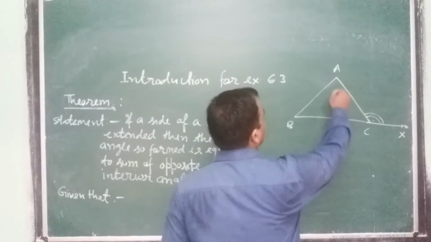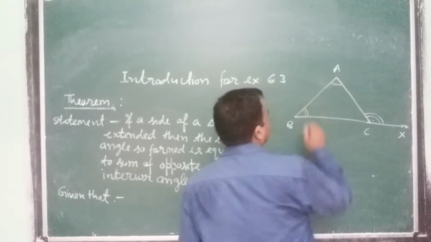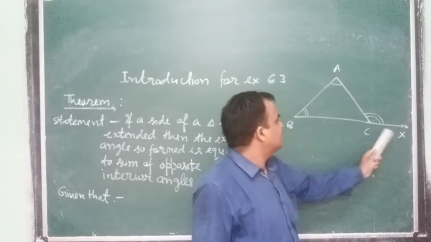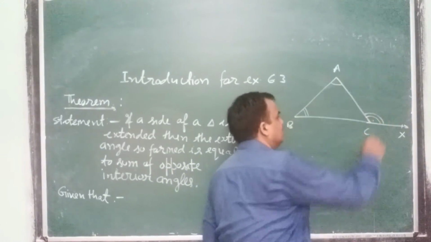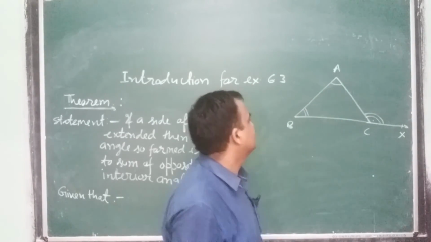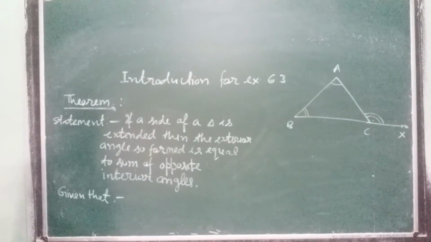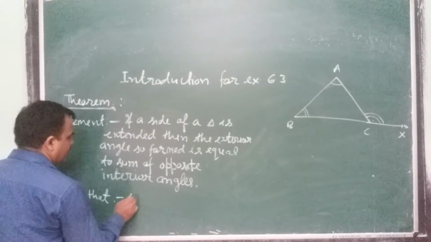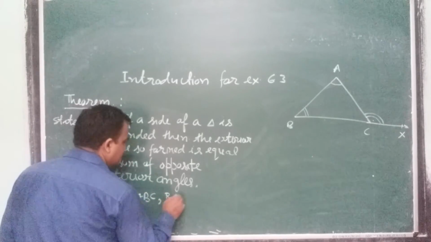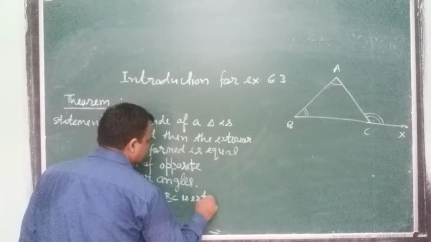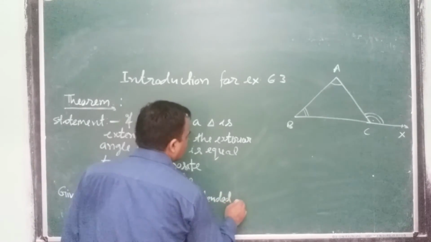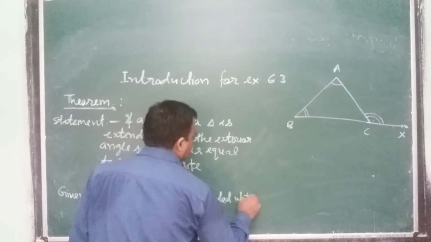So we have got two opposite interior angles. We have to prove that this angle, that is XCA, this exterior angle, is equal to the sum of these two angles, angle A plus angle B. This we have to prove. Okay. So what is given here? Triangle ABC. BC is extended up to X.